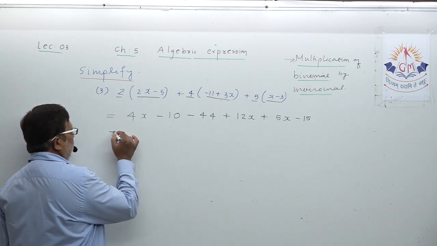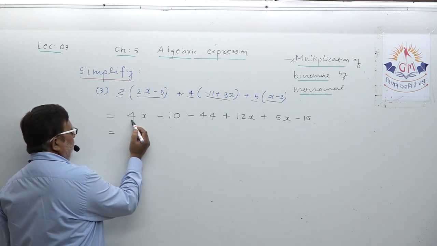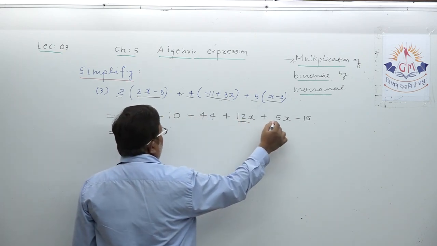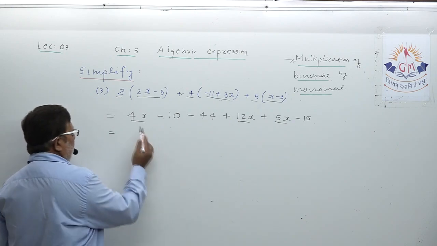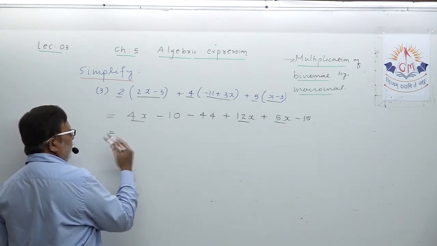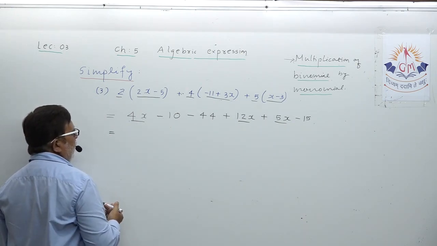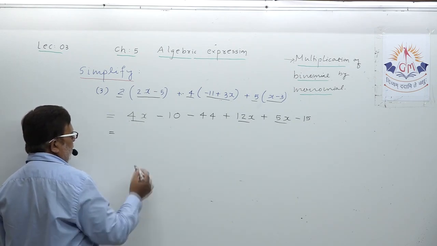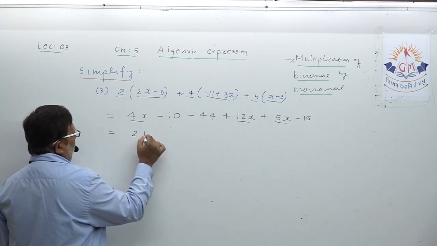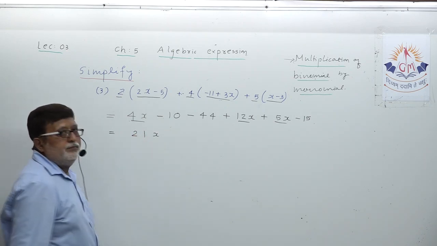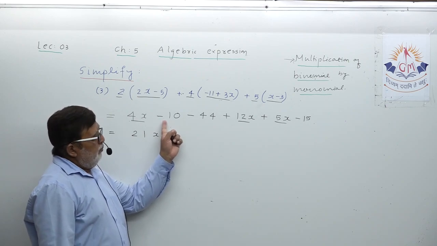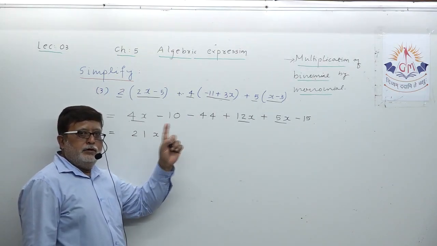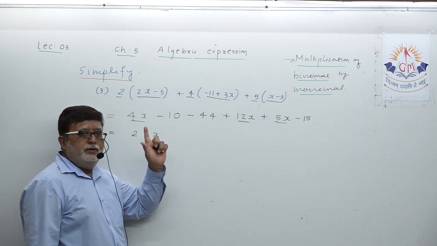Now the second step, solve the like terms. There are three like terms. See, 4x, 12x, 5x. All are positive, plus, plus, plus. So you simply have to add them. 12 plus 4, 16 plus 5, 21x. Okay? Now minus, minus, minus: three terms containing a similar sign.